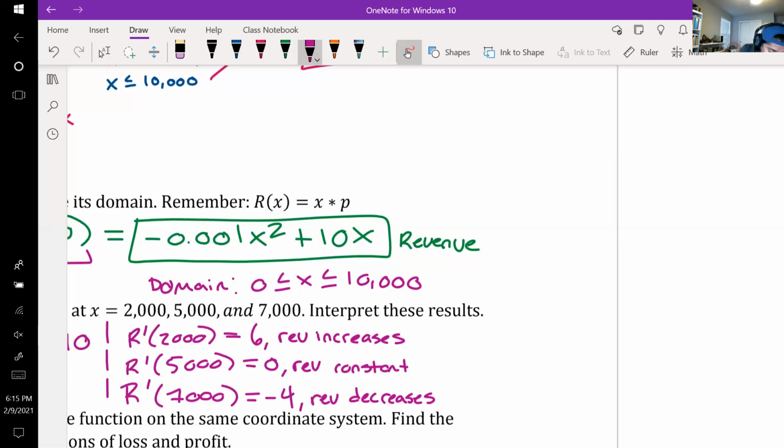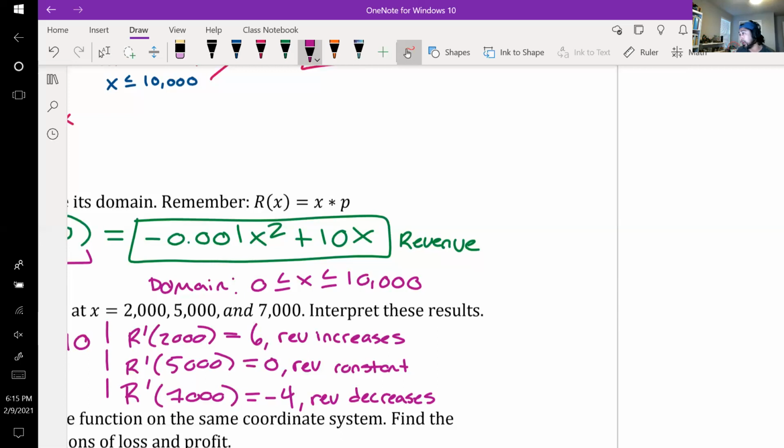I think so. 10,000 plus 10. Yeah, if I plugged in 10,000, I would get negative 10. So yeah, if we went ahead and produced 10,000 headphones, then revenue would be decreasing by $10.